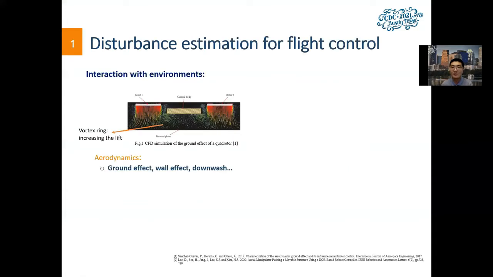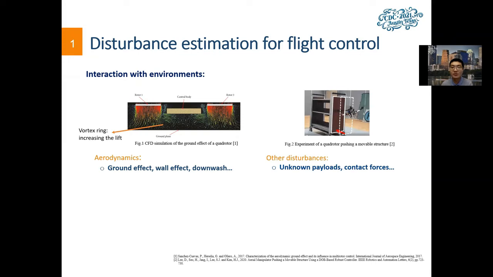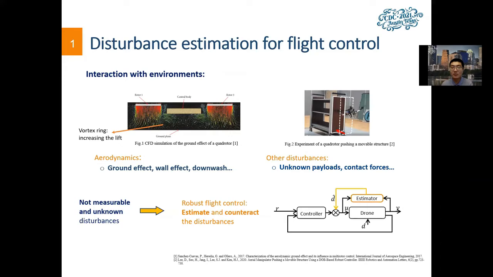efficiently. In many flight scenarios, complex disturbances will be generated when the quadrotors interact with the environment. For example, during takeoff and landing, the ground effect will increase the lift force. When pushing movable structures, a quadrotor will be subject to an unknown reaction force that prevents it from moving forward. These disturbances affect the quadrotor behaviors significantly, but in general, cannot be measured directly by quadrotors. So we need a robust flight control strategy to estimate and counteract the disturbances.